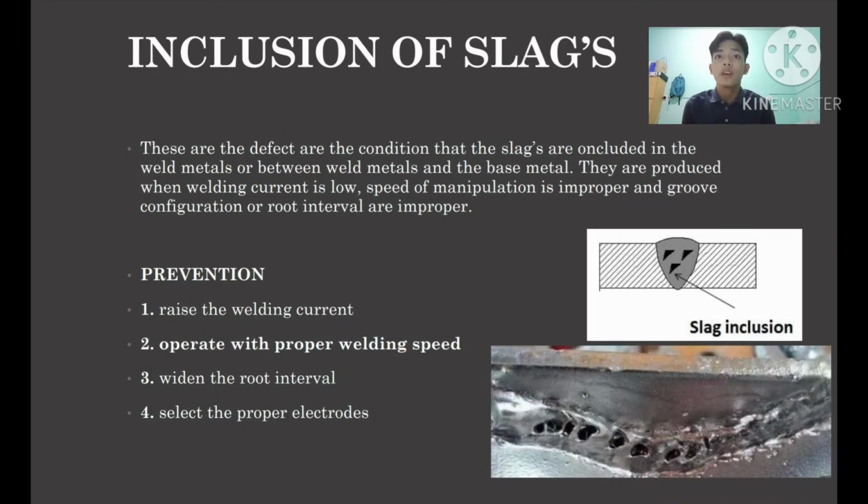Inclusion of slags. These defects are the condition that the slags are included in the weld metals or between weld metal and the base metal. They are produced when the welding current is low, speed of manipulation is improper, and groove configuration or root interval are improper. Prevention. Number 1. Raise the welding current. Number 2. Operate with proper welding speed. Number 3. Widen the root interval. Number 4. Select the proper electrode.